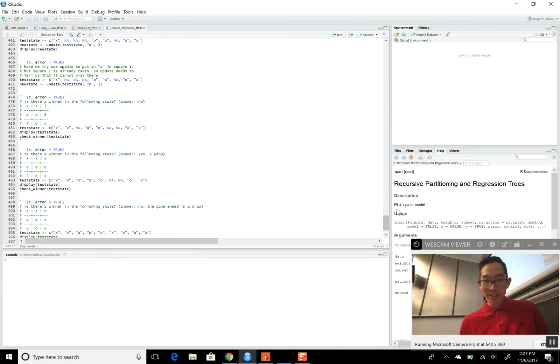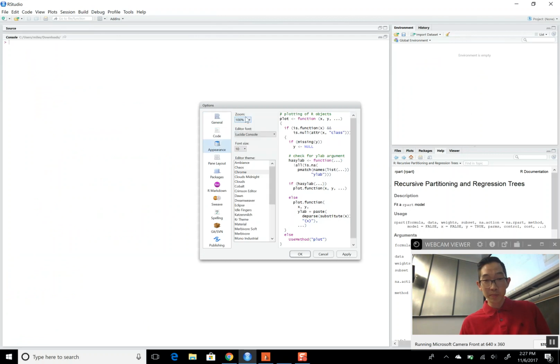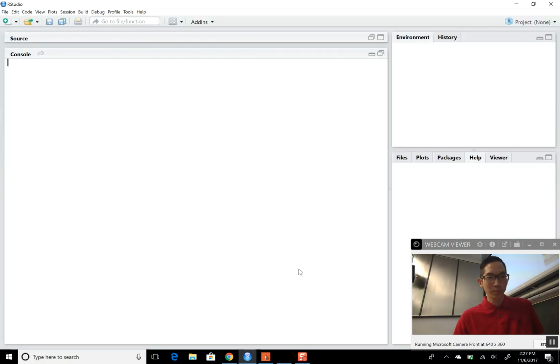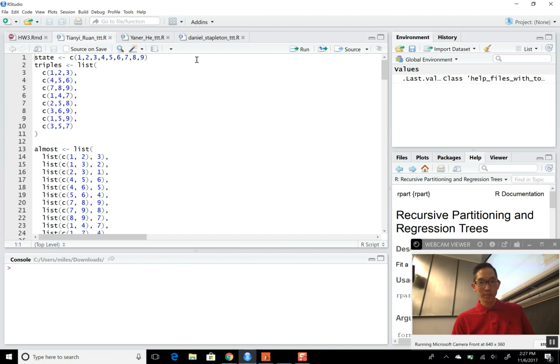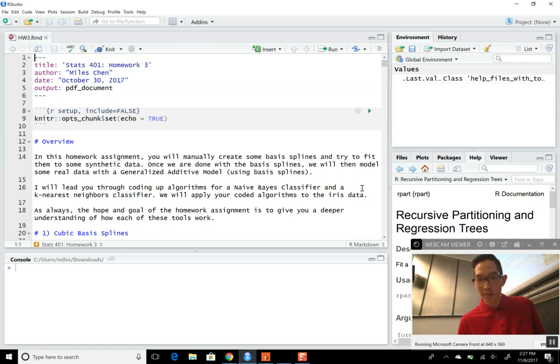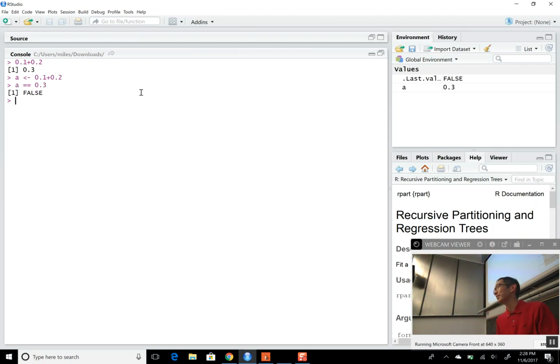Yeah. So let me make the screen larger. Okay, sorry. Different class. Okay, so we've got, right, if I do 0.1 plus 0.2, it looks like it's correct, right? But then let's say I store this as A, and I say, is A equal to 0.3? And it's going to say false. Okay, right?